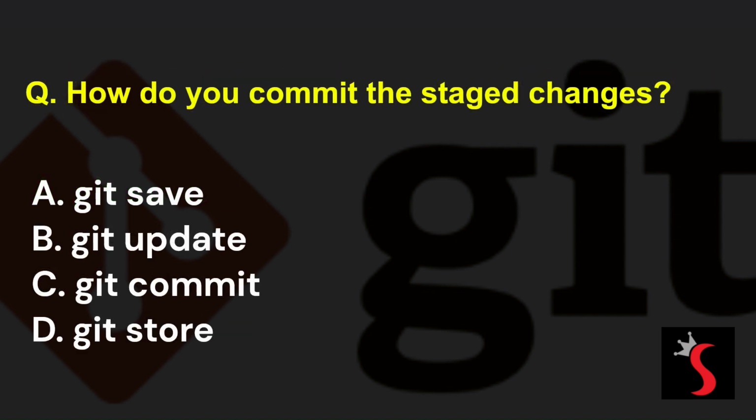How do you commit the staged changes? A. Git save. B. Git update. C. Git commit. D. Git store.